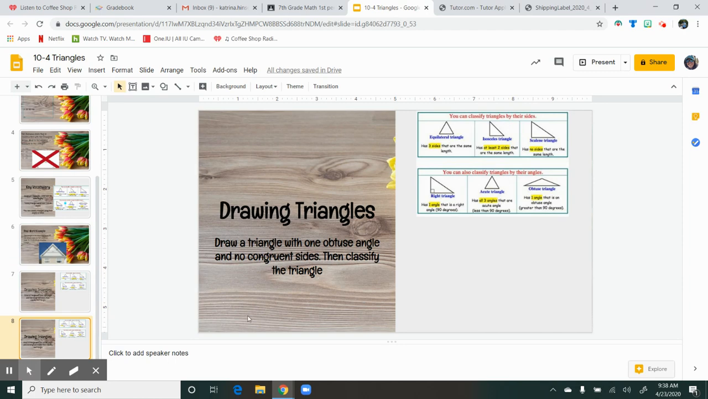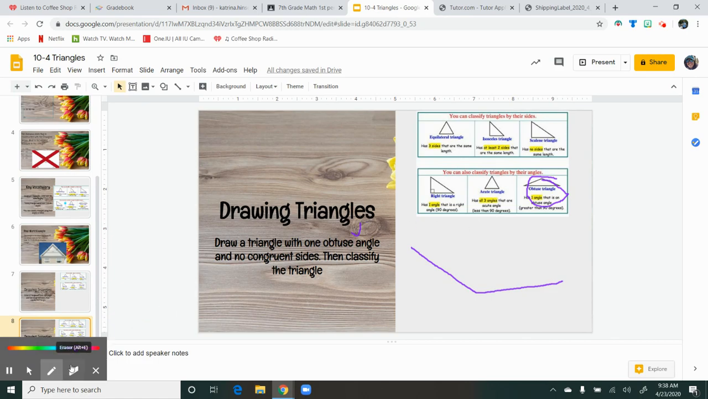So then this last example of drawing a triangle asks you to draw a triangle with one obtuse angle. So I'm going to just start there. So obtuse looks like this. So the angle is greater than 90. So I'm just going to do something like this. Remember, 90 would be straight up and down. So this is larger than 90 degrees. So I have my obtuse angle, and then it has no congruent sides.